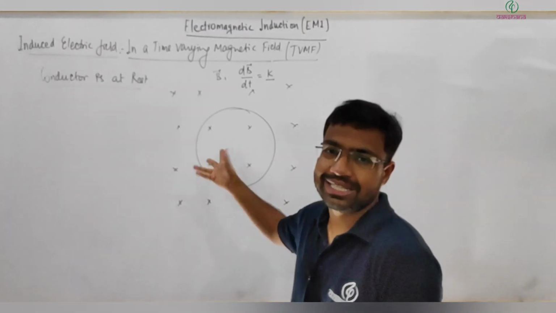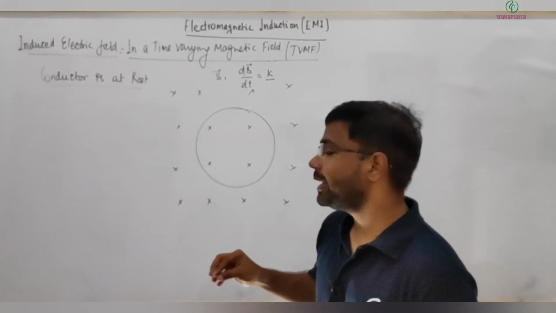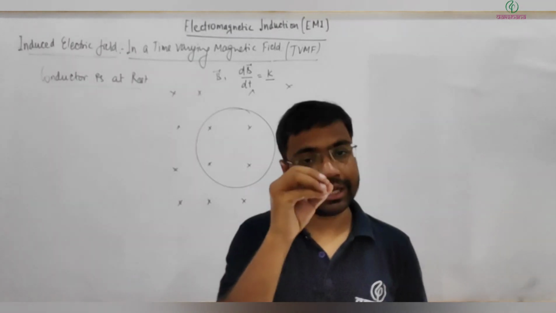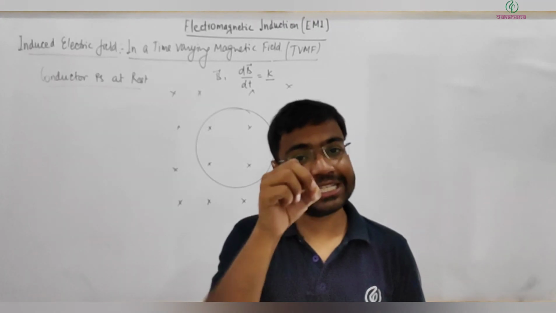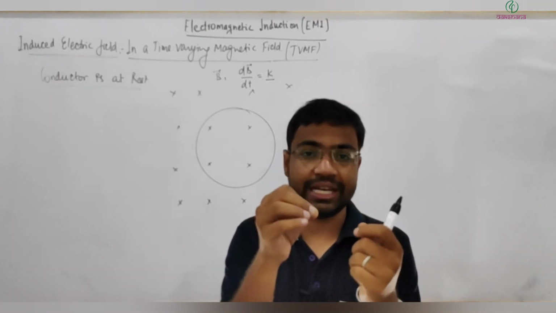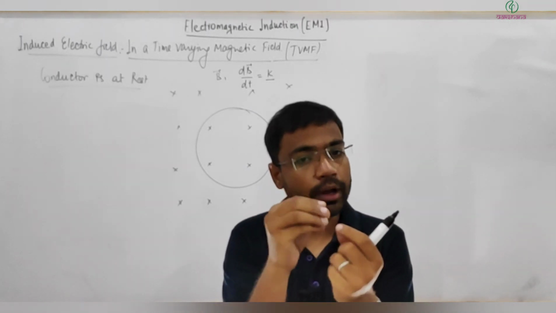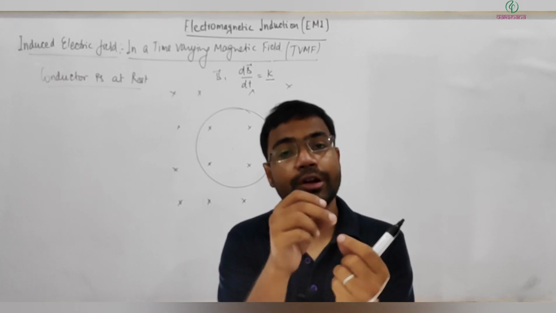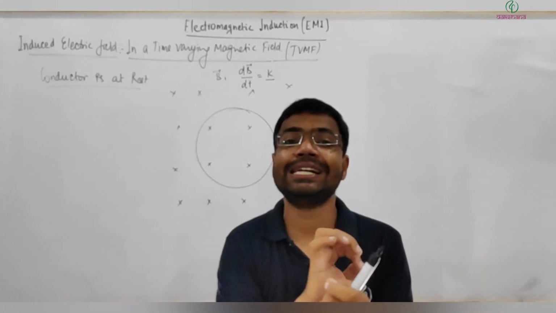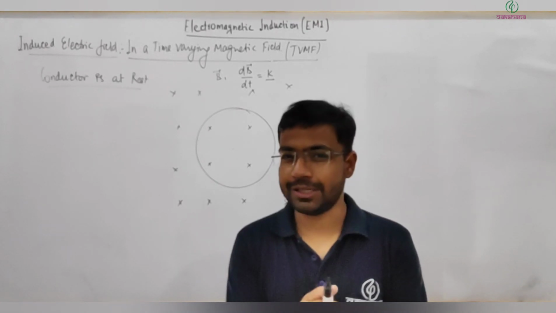So I can definitely say the electrons in the conductor will also be at rest. When a conductor is at rest, it means the charged particles inside it are at rest, so whether the magnetic field is constant or changing, we know that when a charged particle or electron is at rest, a magnetic field can't apply a force on that charged particle. I hope you are understanding it.